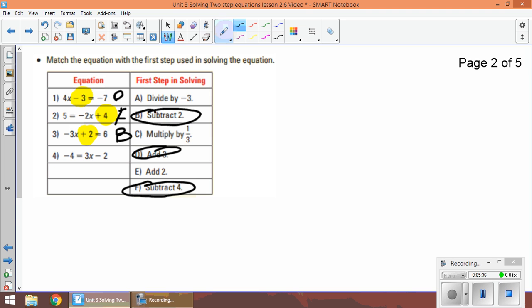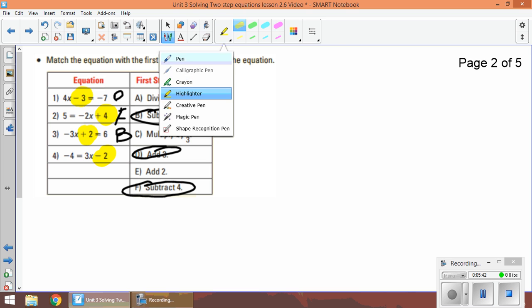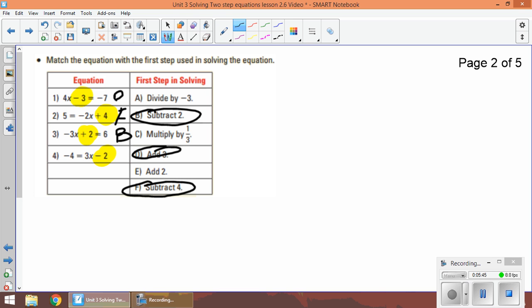And finally, number 4, 3x minus 2. The inverse of subtracting 2 is to add 2. Okay, so those would be the first steps that we would take to solve problems 1, 2, 3, and 4.